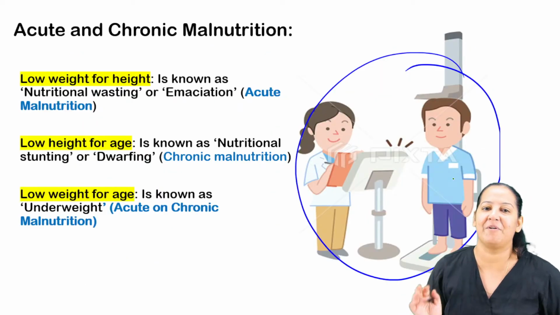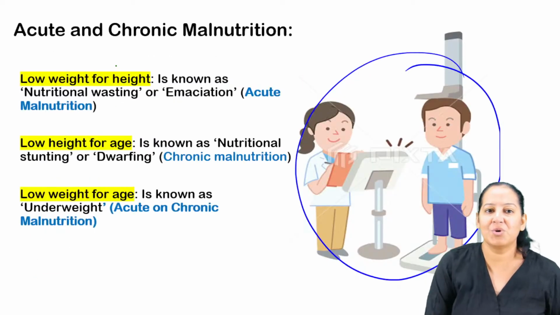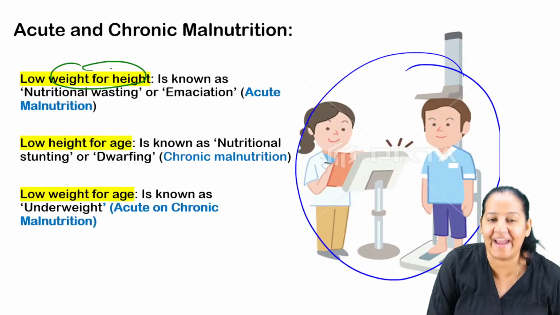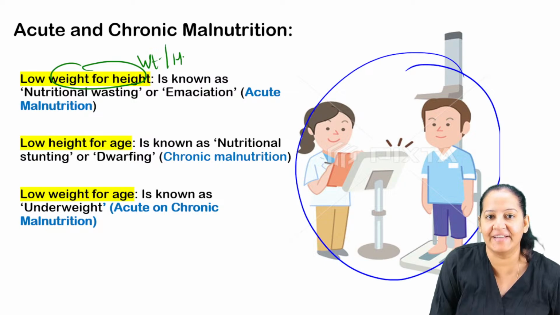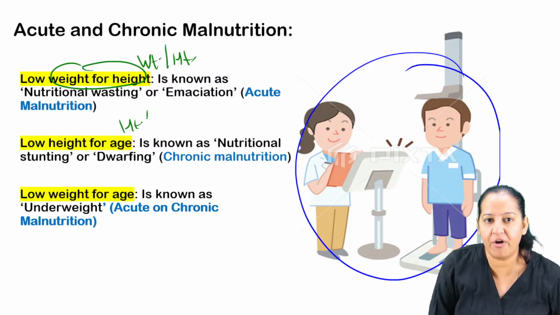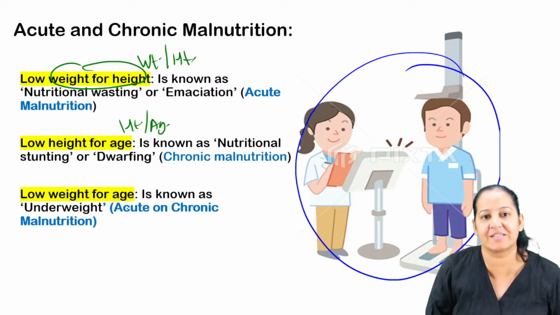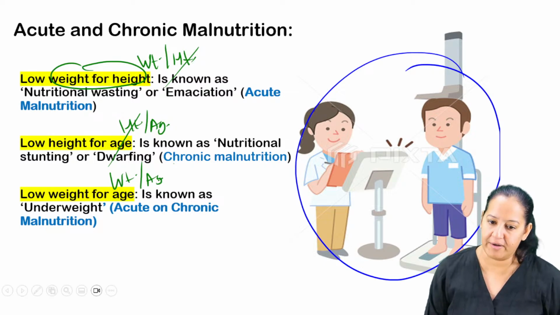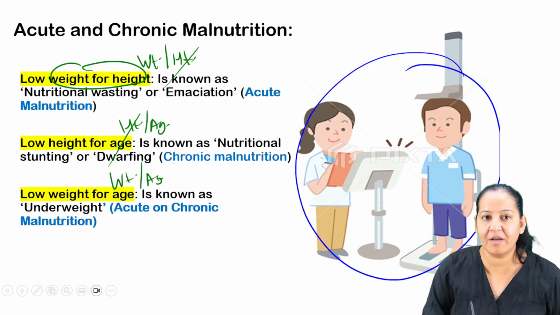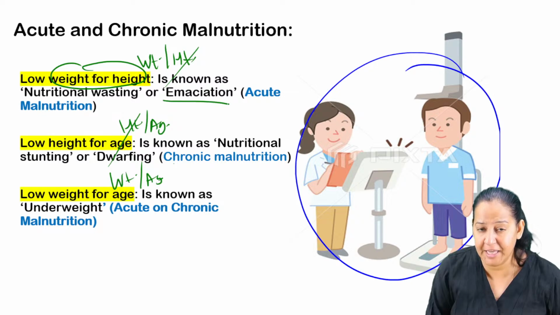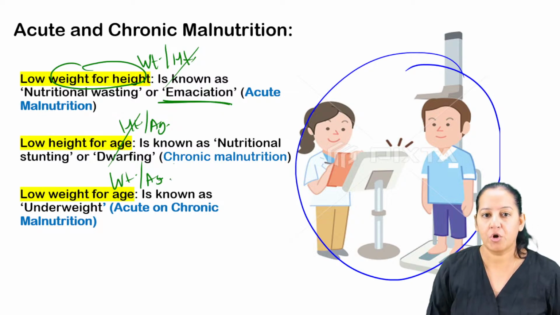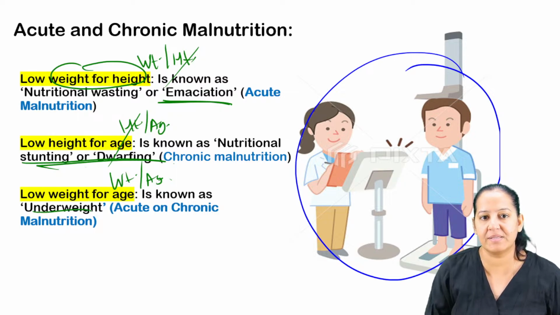So these are the three types of malnutrition. Say yes if you got it. So low weight for height, that is acute. Low height for age is chronic. And height cancels, so weight for age. Low weight for age is acute on chronic. How many of you got it? Acute malnutrition is also known as emaciation. Chronic malnutrition is known as stunting or dwarfing. And acute on chronic is known as underweight.